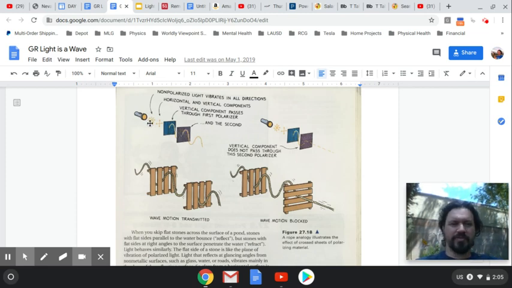The wave starts off like this, right? Vibrating all over the place. It's got vertical and horizontal components. This thing filters out anything that's not vertical, and vertical is all you get.